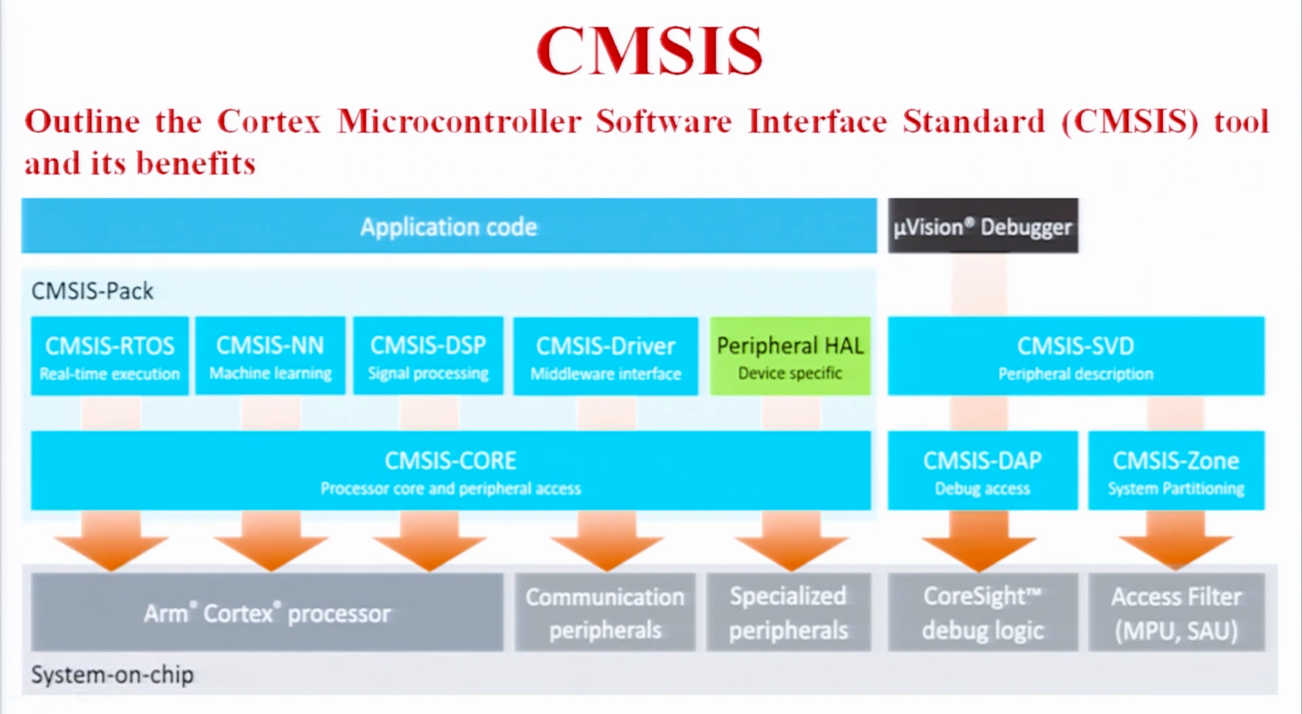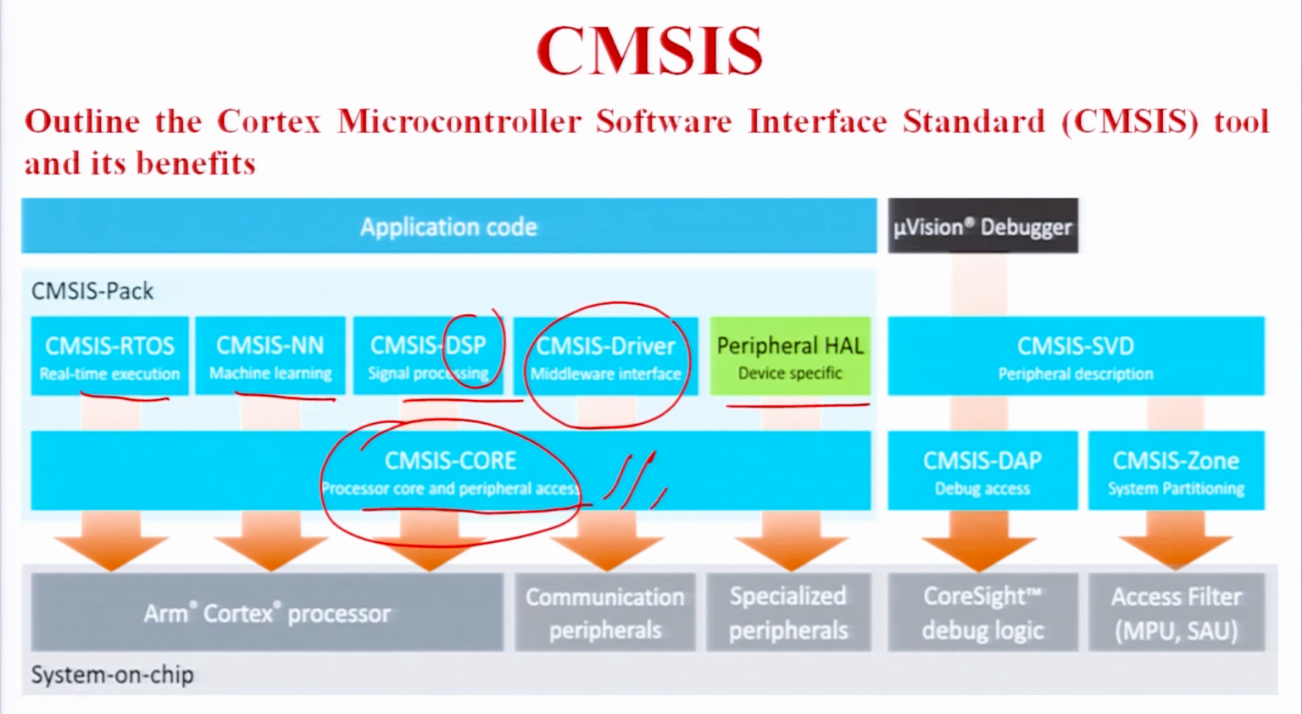So how will the system work? First is the application code. Application code means the code we are writing for the user. Here is the debugger, and here CMSIS-RTOS, real-time execution. It works in real time without any delay. It has a machine learning tool and digital signal processing. In the middleware interface, it has some drivers, because to use CMSIS we need some drivers. It has a peripheral HAL, device specific. It has a CMSIS core. In the core there are various types of libraries. It has processor core and peripheral access also.